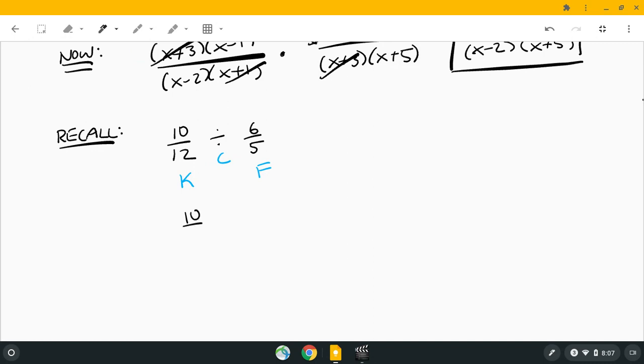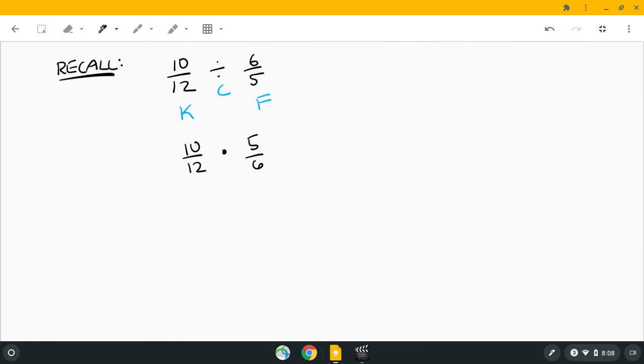All right, so 10 over 12, we keep that one. We flip this one, and we change this to multiplication. Then with multiplication, you check to see if you can cancel anything. Over here, they have 2 in common, so we get 5 here and a 6 here. And that is it. So we get 25 over 36.